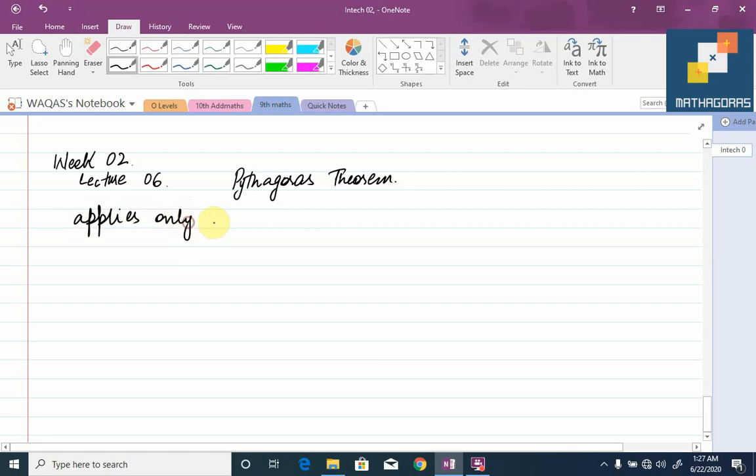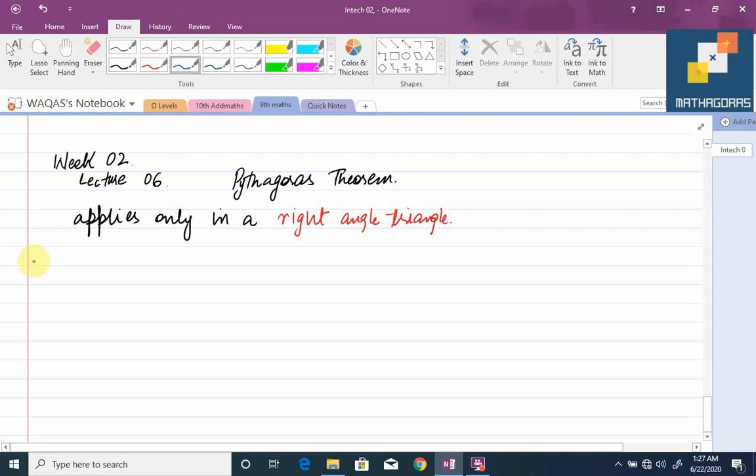only in a right angle triangle. You need to write down these steps as it is. Pythagoras applies only in a right angle triangle.